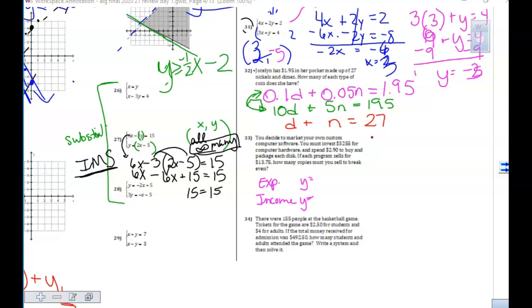This last one, 34, for a story problem, it is very much like that. One equation deals with the number of people that are at the game, the 155, and the types of seats that they sold, adults and students, right? The other one deals with the value. So take a look at those if they're making sense to you.